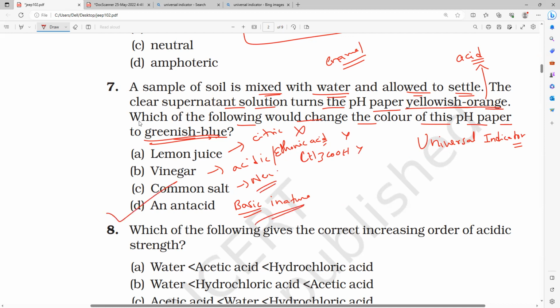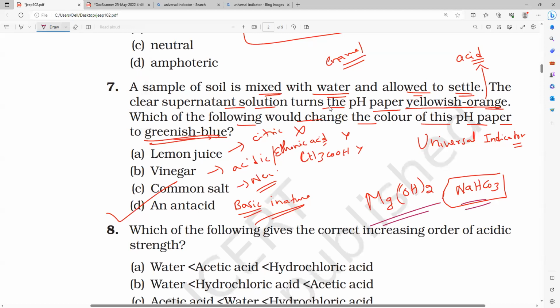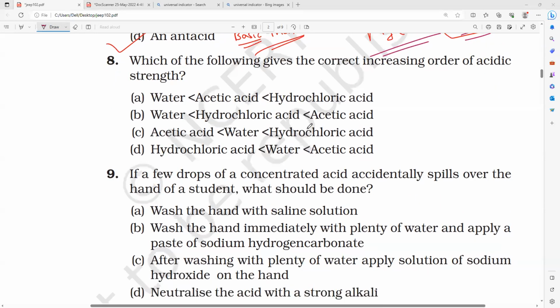So what is the antacid? What is another name? Antacid means we can take milk of magnesia, Mg(OH)2. Or one more antacid is there: baking soda, sodium hydrogen carbonate. Anything you can add. Please write it down.